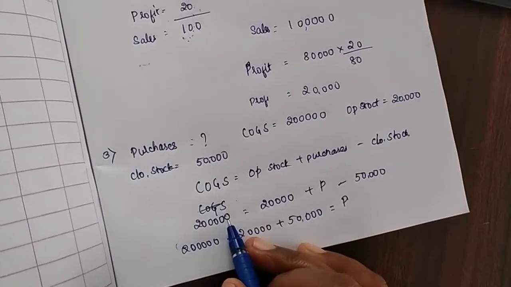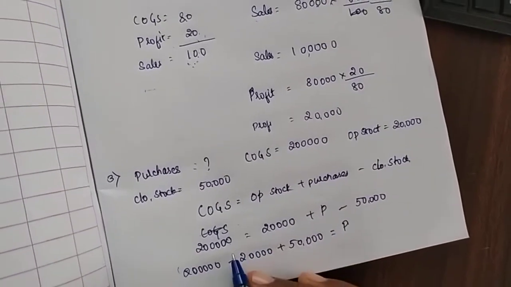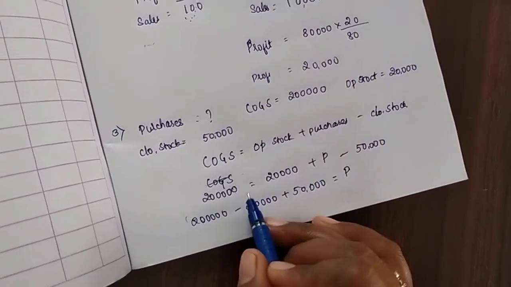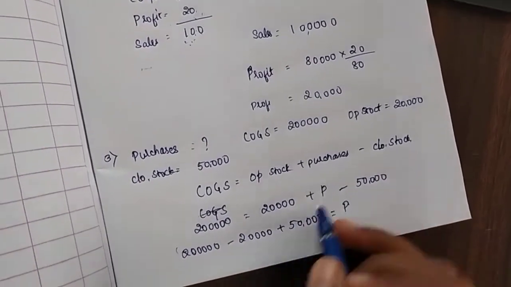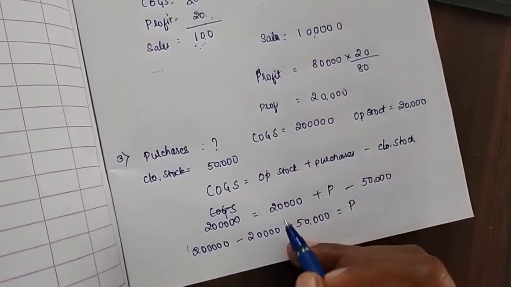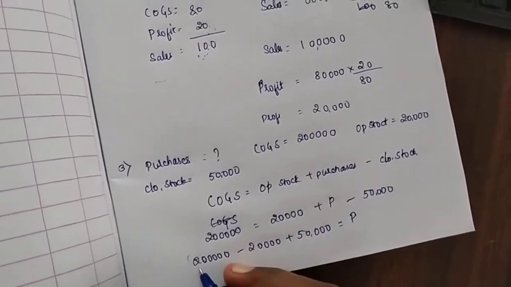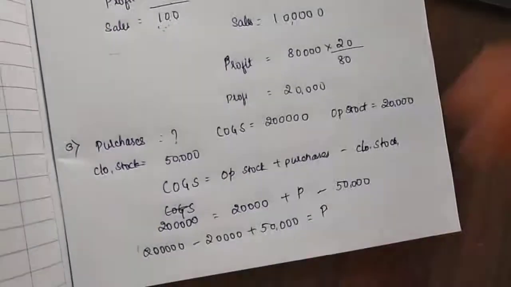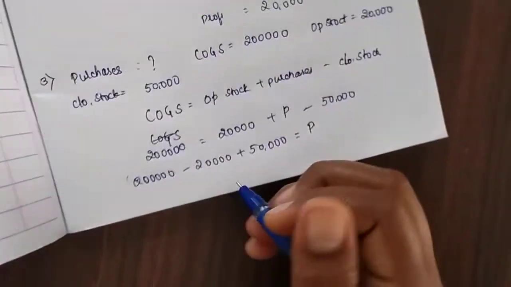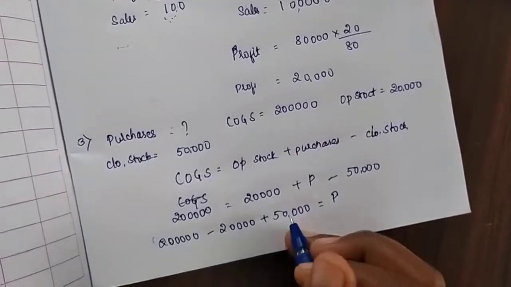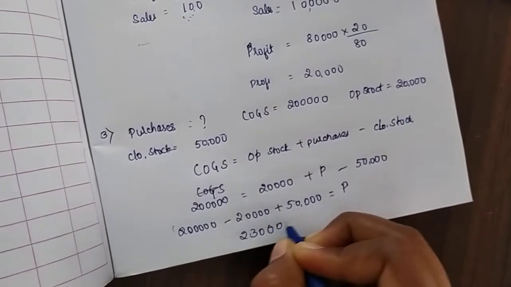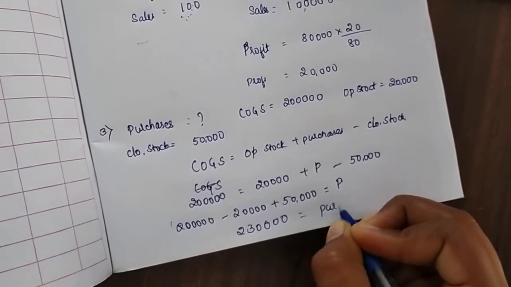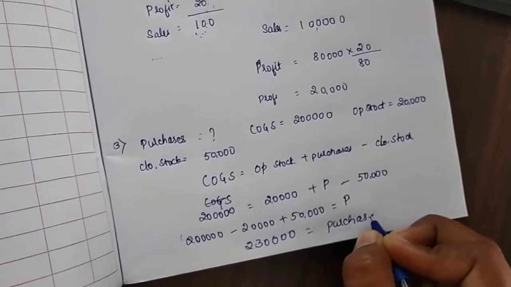Opening stock, if we take it from the right side to the left side, then it is a minus value. The plus value will become the minus value, and the minus value will become the plus. So minus 50,000 will become plus 50,000. So if we subtract this, 2 lakh minus 20,000 is 1,80,000. 1,80,000 plus 50,000 is 2,30,000. That is the purchases.